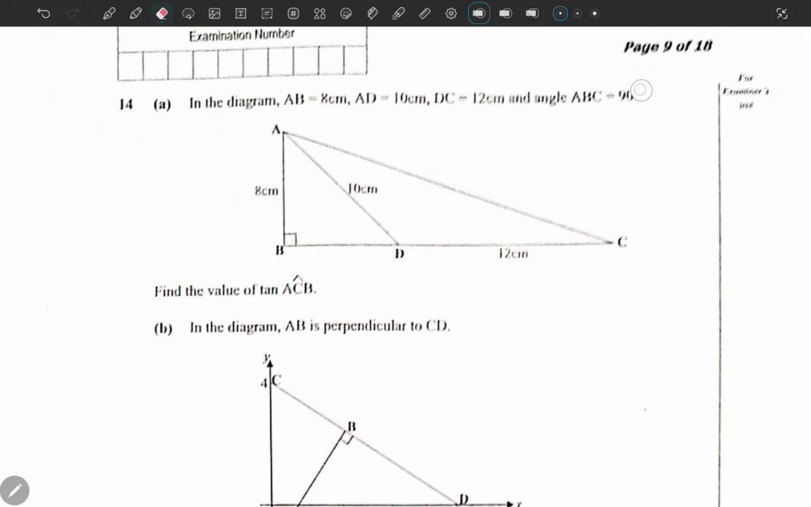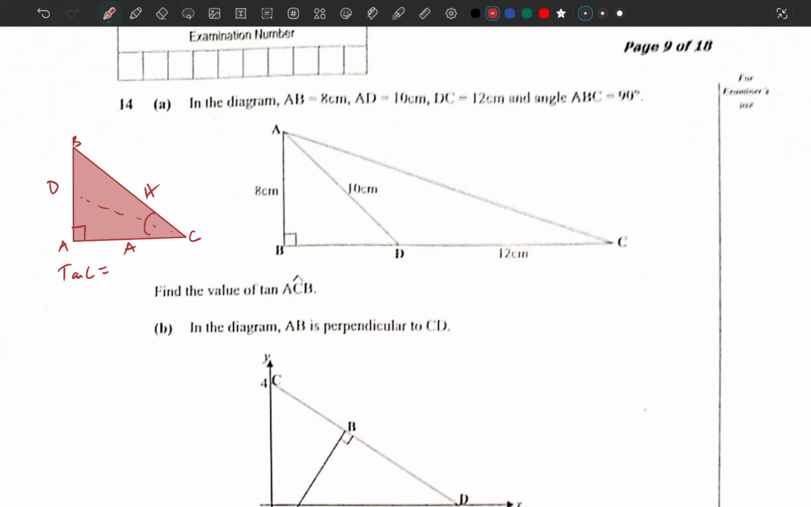Now, we are dealing with a 90-degree angle here, meaning this is a right-angled triangle. If I give you a right-angled triangle like this, and that is 90, let me call this one A, let me call this one B, let me call this one C. How do you find tan C? Tan C will be equal to opposite over adjacent, because this is adjacent and that's our hypotenuse. So it will be opposite, which is AB, over adjacent, which is AC.